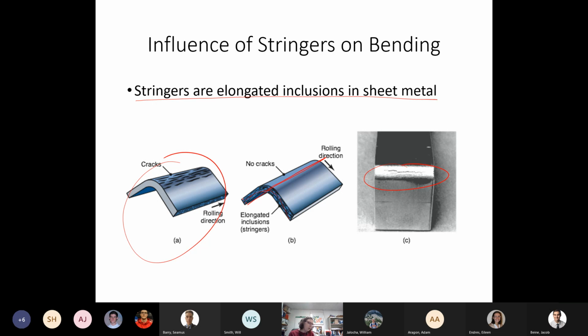So this is one of those ways in which the stringers in the rolled sheet will influence, sometimes, not always, only for a really tight bend in a material, where we may need to orient that bend such that the stringers are elongated during the deformation, and we don't see a delamination.